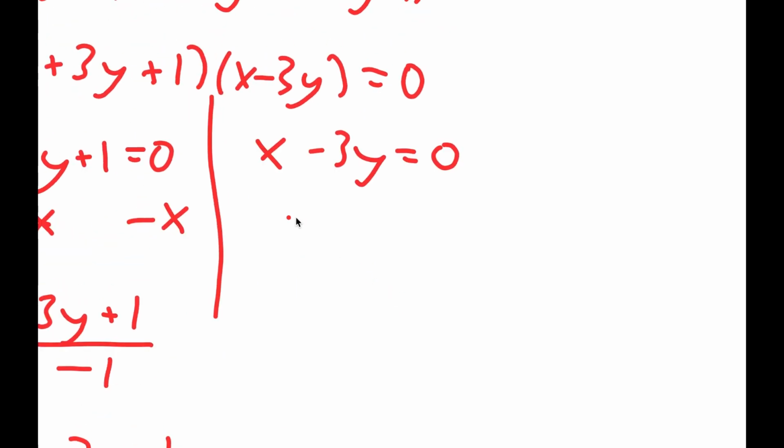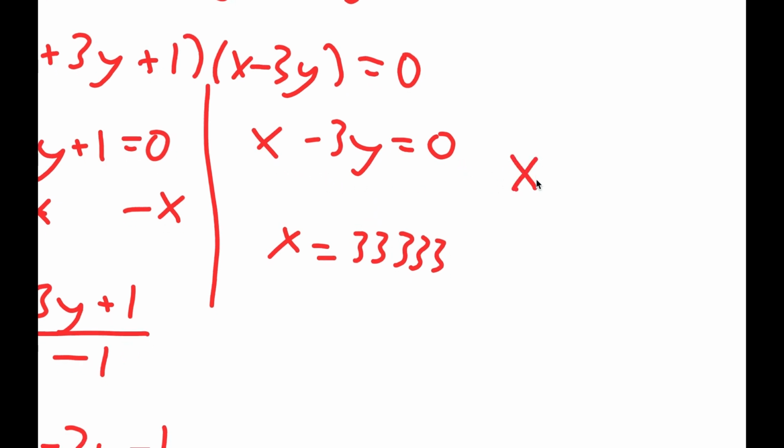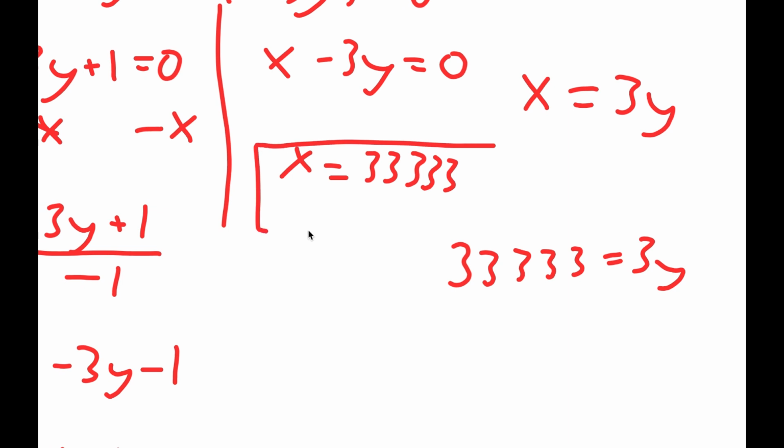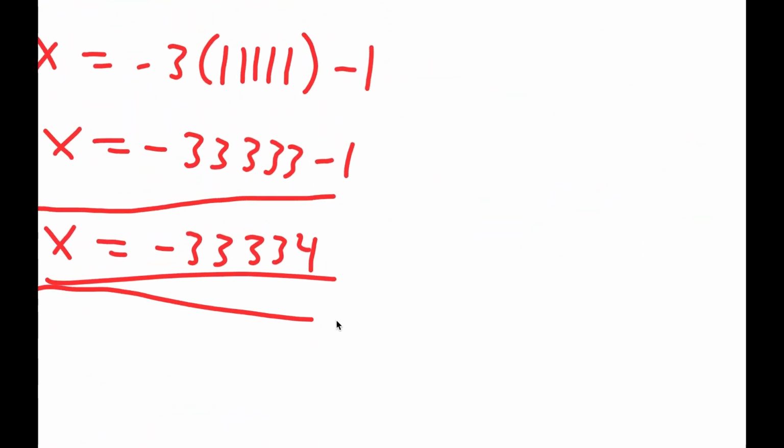And now we can go back here for the other equation. So x minus 3y equals 0, meaning x is equal to 3y. Well, we already know y is equal to 11,111, meaning x has to equal 33,333. So these are my two solutions of x.